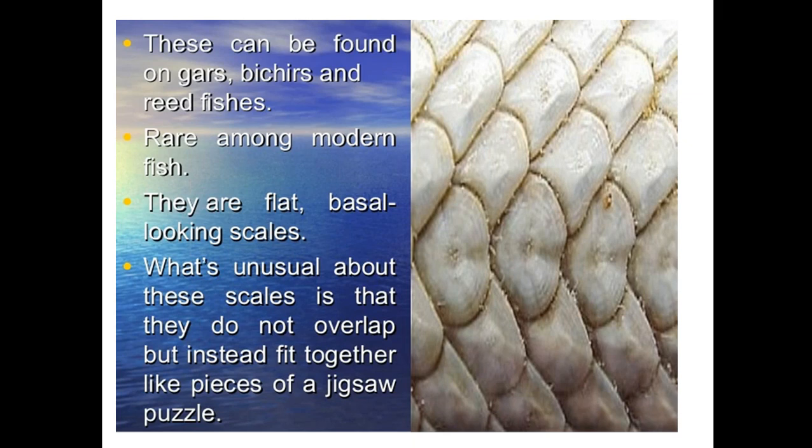This can be found in gars, bichirs, reed fishes, but is rare among modern fishes. They are almost flat. The speciality is they never overlap. In the photograph you can see they never overlap, but fit together like a jigsaw puzzle. In a jigsaw puzzle you join pieces and make a beautiful picture, but you have to identify the right piece and put it in the right place.